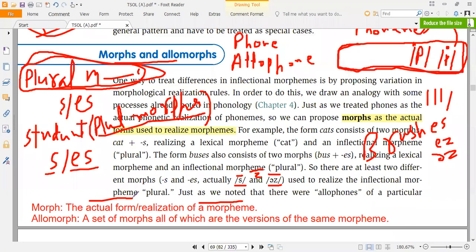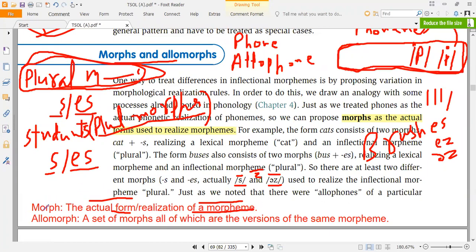We have the plural morpheme, but the actual form of a plural morpheme is either S or ES, or in spoken language, let's suppose I ask you what is the plural of student. You will not say student plus plural morpheme. You will just say students. You add an s sound here, students, right? It means that this is the actual form of the plural morpheme, right?